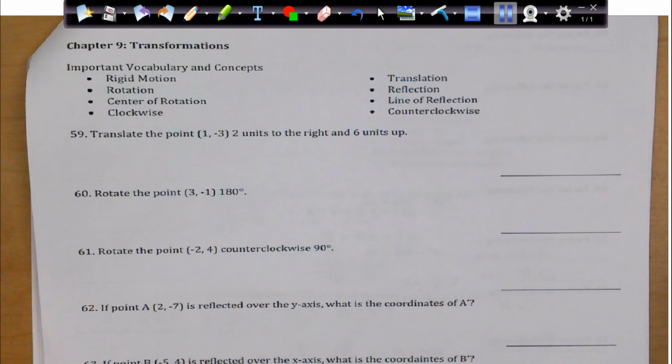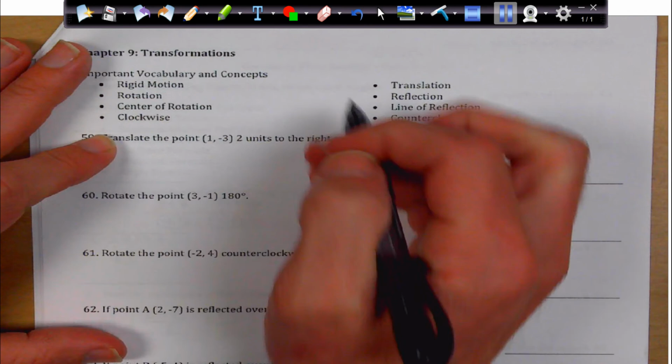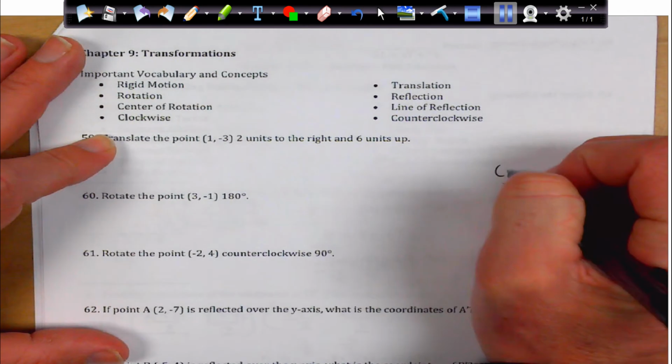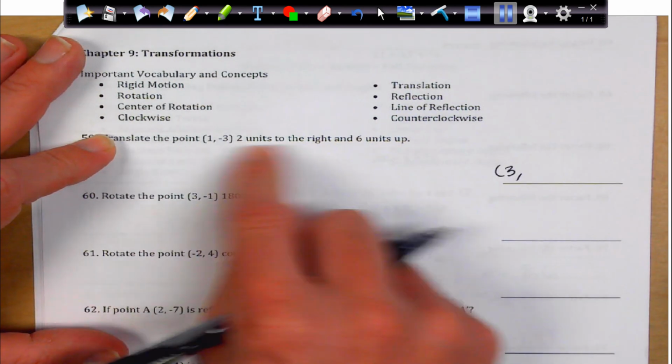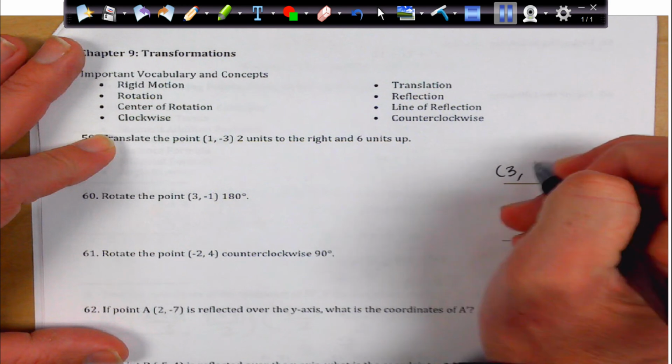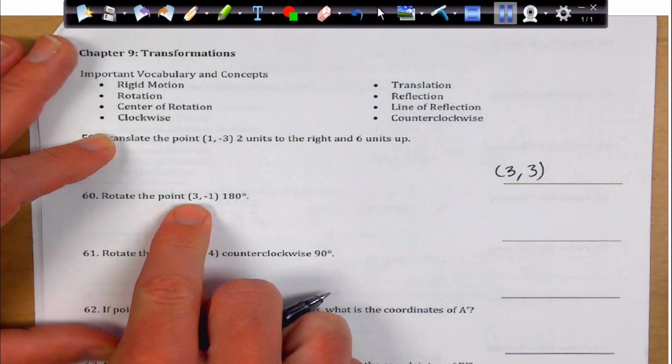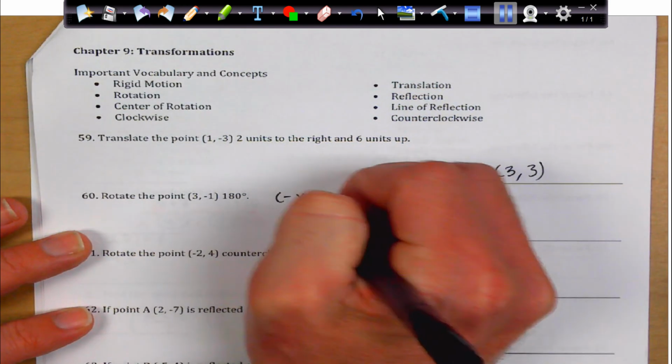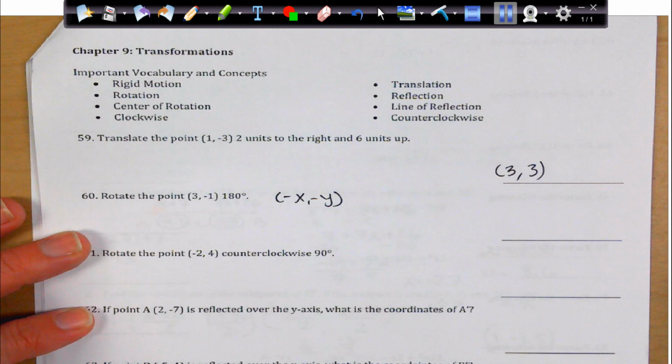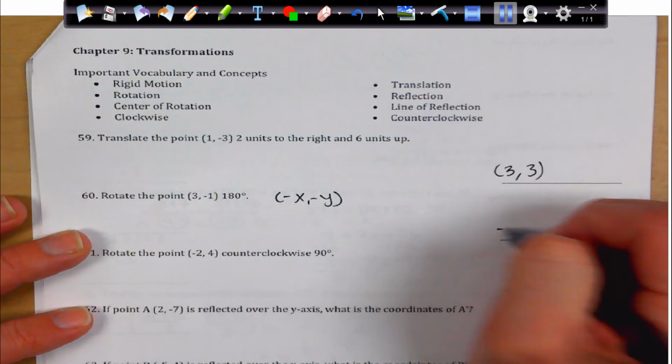All right, so all of these are going to be focused on knowing the rule. 2 to the right is adding 2 to the x, so that's going to be 3. And 6 up, we're going to add 6 to that, so that's 3 comma 3. Rotate 180, our rule for 180 is just to change the sign of the x and the y. So that's going to become -3 comma 1.